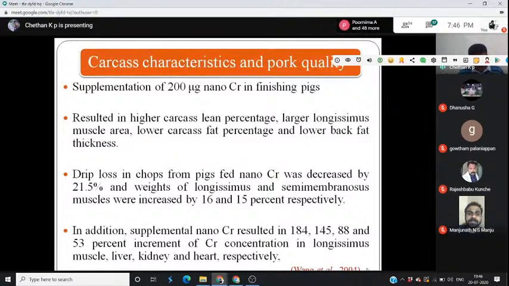The drip loss in chops from pigs fed nanochromium was decreased by 21.5%, and weights of the longissimus and semimembranosus muscle were increased by 16 and 15% respectively. In addition, supplementation of the nanochromium resulted in 184, 145, 88, and 53% increment of chromium concentration in the muscle, liver, kidney, and other organs. So, improved concentrations were also found.